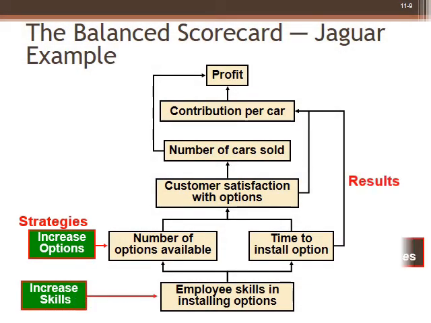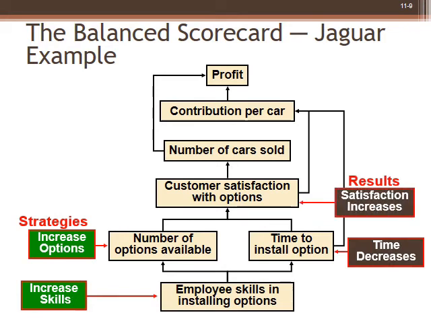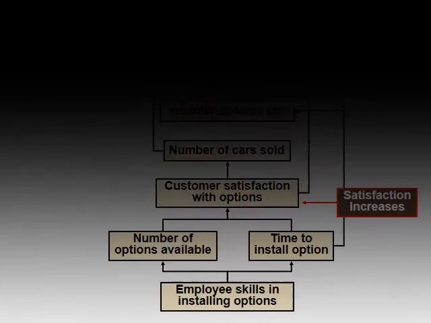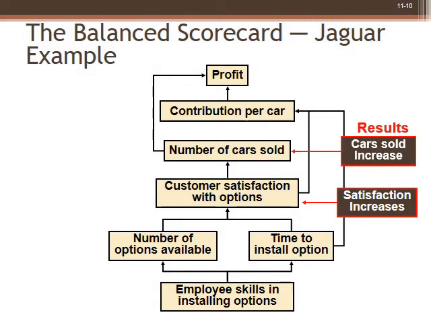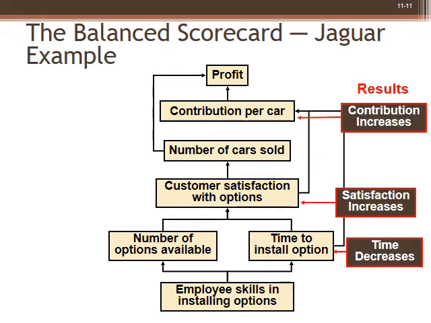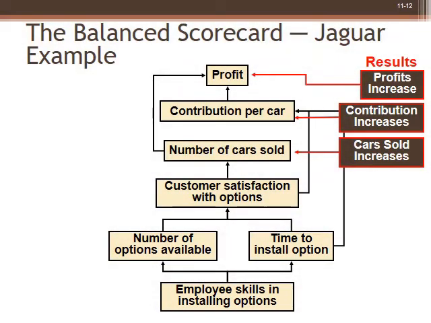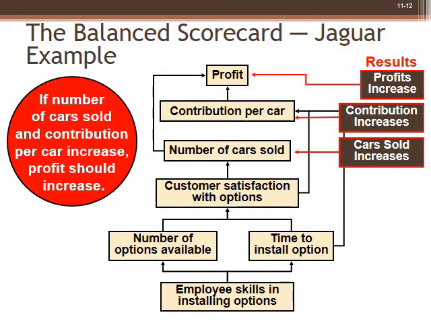Okay, let's see how the increased skills are going to increase our other goals as well. So here, increased skills will increase the options, which is the strategy, which will decrease the time period and increase the satisfaction. After increasing the satisfaction, cars sold will be increased, and then the contribution margin will be increased. Ultimately, the profit is increased.